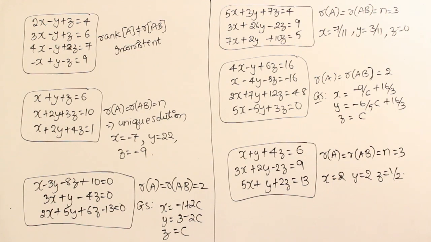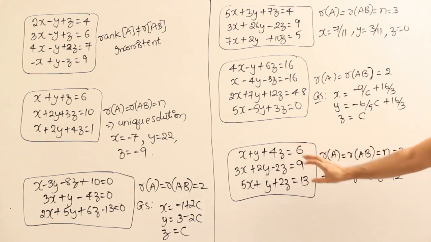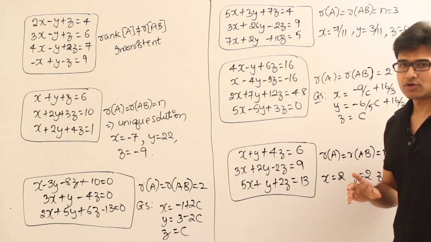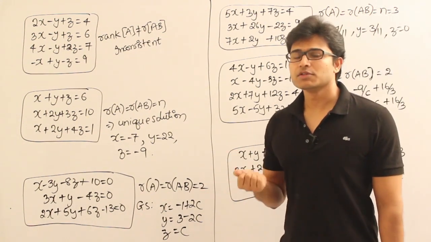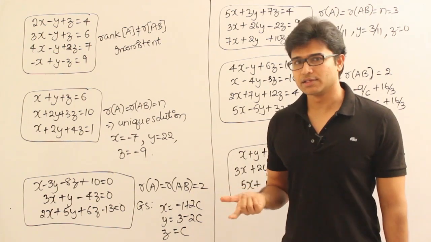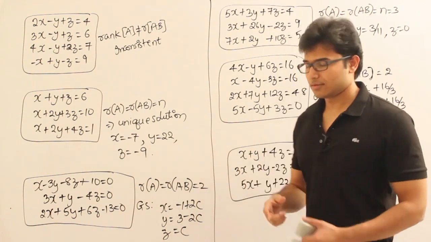And again, if you see this one, rank of A, rank of AB and n all are equal, therefore you have a unique solution, and if you solve that you are going to get this. So please practice them. It is not difficult, that is why I am leaving it. I am not giving the solutions. If you practice it will be easy. Okay, fine.